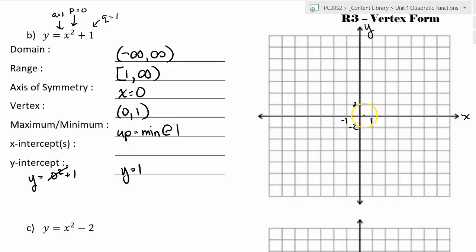So instead of being at (0, 0), I'm going to be at (0, 1) for my vertex. Now the rule was I went over 1 and up 1. Because my A value hasn't changed, I haven't stretched it at all, so that stays the same. When I went over 2, I went up 4. That stays the same. It's just that now I'm starting at positive 1 instead of 0, so I'm ending up at 5 instead of 4. 3 squared is 9, but I've got that plus 1, so I'm actually going to end up at 10.